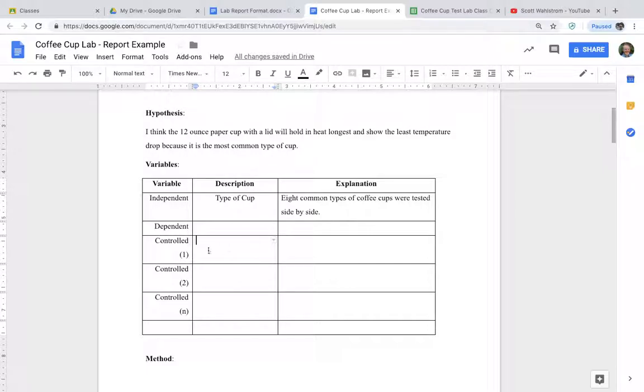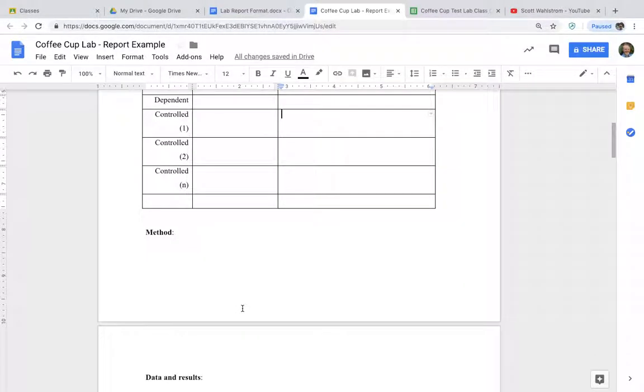That will go in the description column, and that should be very brief. Something that's just simple to say and identifies what you think needs to be controlled. And then in the explanation, give it a little bit more. Please write in complete, grammatically complete sentences, and explain to your reader why you think this needs to be controlled or what you're doing to control it in order to make this a fair test. Again, fill in as many of these as you think are reasonable to make this a fair test. Your judgment matters, but one or two are probably not enough.